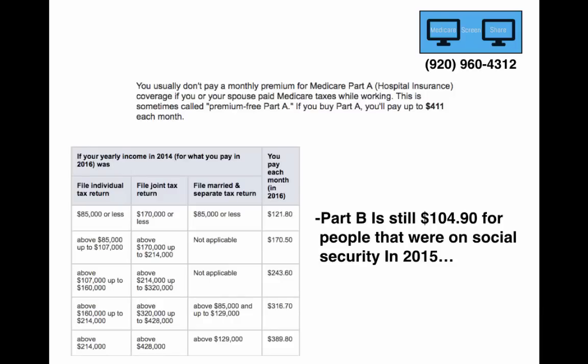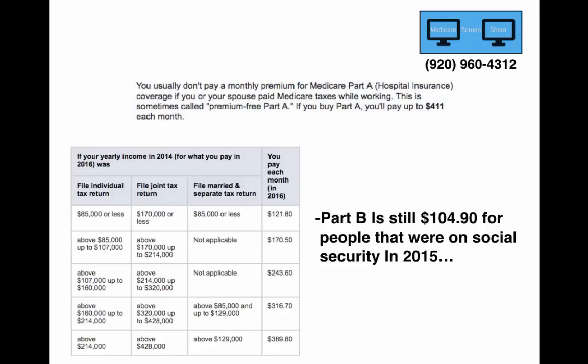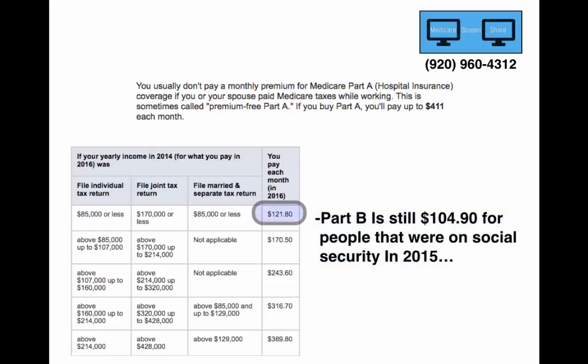So how much does it cost? Well, if you or your spouse worked for 10 years and paid into Medicare, then you get Part A free. If not, you can buy in at $411 a month. Part B is $104.90 for people that were on Social Security in 2015, and is $121.80 for anyone that is new to Medicare or has not collected Social Security yet.